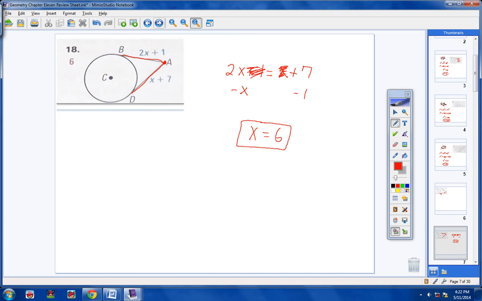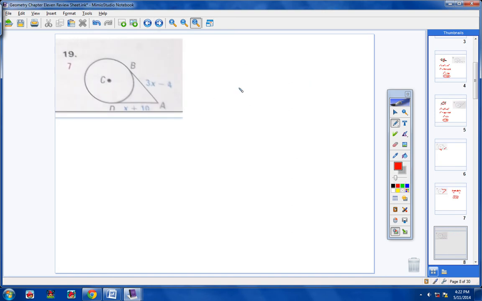Moving on to number 19. Same problem once again. I do apologize again for this picture being cut off, but this segment here is a tangent segment. This segment here is a tangent segment. They're both tangent to the same circle, and they both come from the same exterior point. So segment AB must be congruent to segment AD. So I can definitely state that 3x minus 4 equals x plus 10. Now bring your x over and make it a negative x.